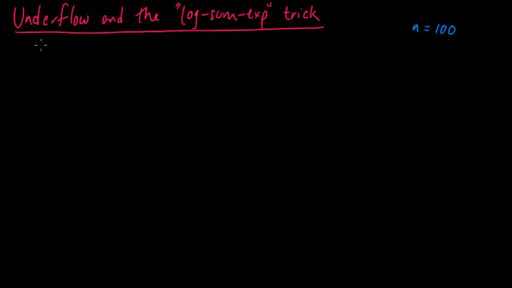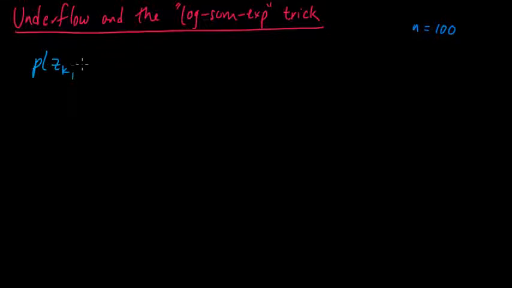Fortunately, underflow can be fixed with what's called the log-sum-exp trick. So how does this happen? Let's think about this in the context of the hidden Markov model. This problem happens for a lot of algorithms whenever you're multiplying lots of things together and you end up with very small probabilities.